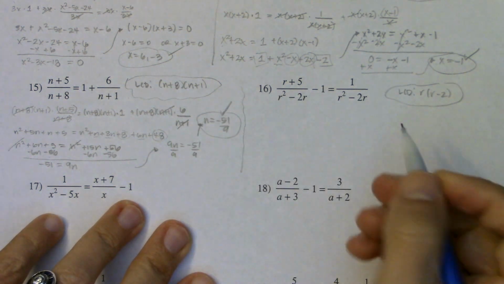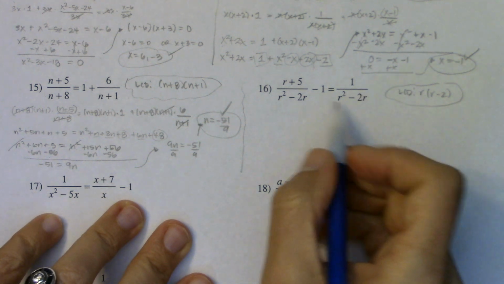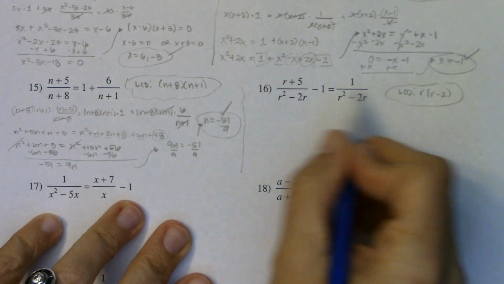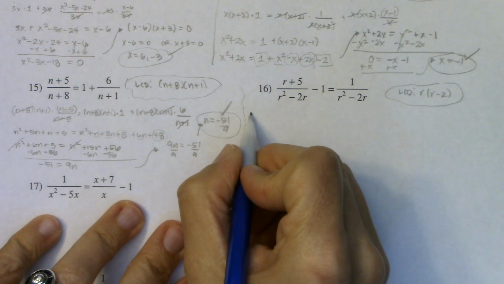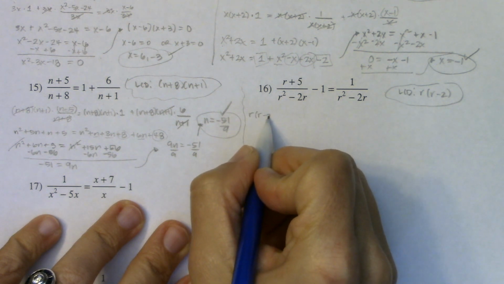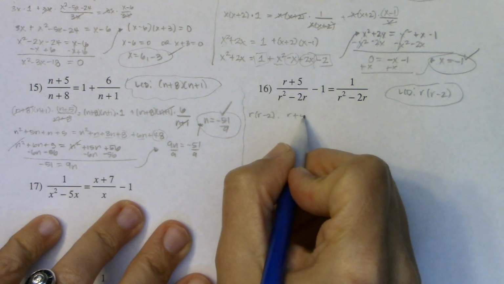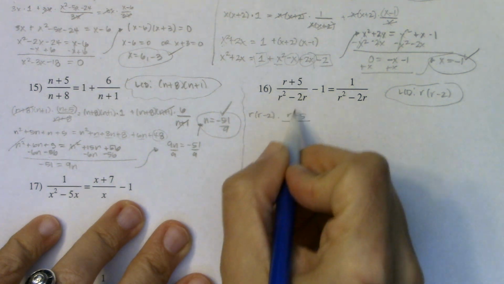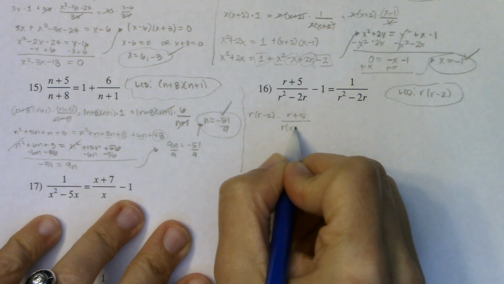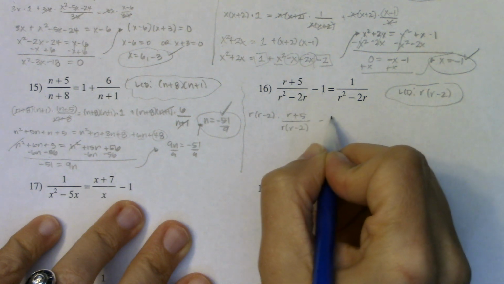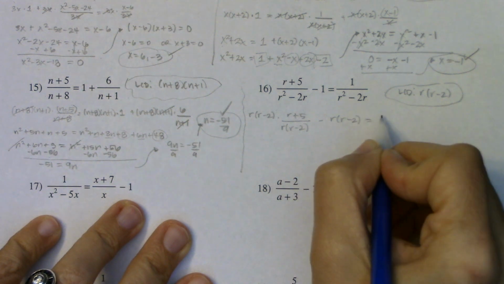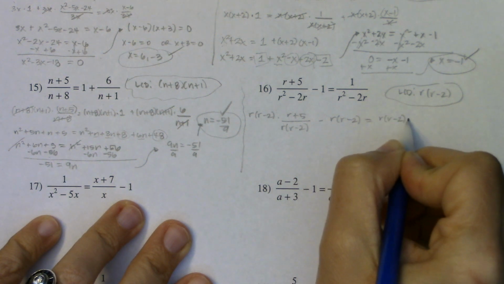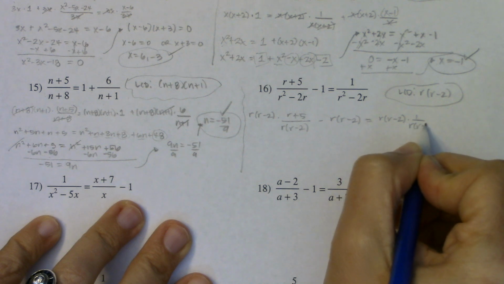Okay, separation bar. Let's do the same thing here. So I'm going to multiply this LCD to this first fraction, to the number 1, to the second fraction. All right, r minus 2 times r plus 5. And instead of writing r squared minus 2r, I am going to write it out in its factored form. All right, minus r times r minus 2. This is going to equal r minus 2 times 1 over r minus 2.